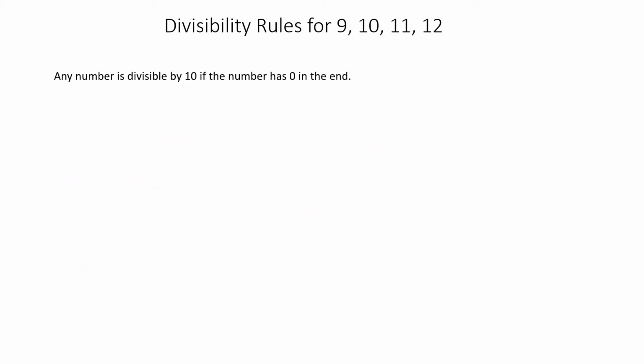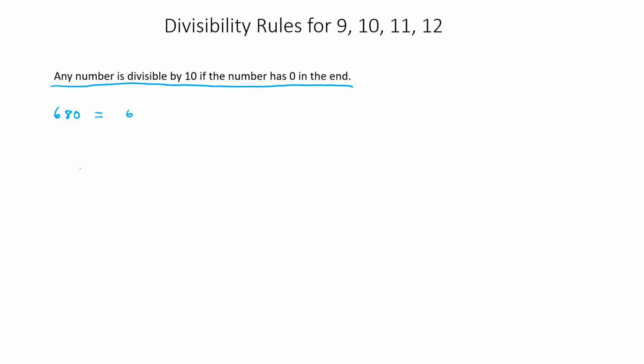Moving on, let's try the divisibility rule for 10. Now, the divisibility rule for 10 states that any number is divisible by 10 if the number has a 0 in the end. Pretty simple. Let's take the number 680 again. Is it divisible by 10? According to the rule, yes, because it has a 0 in the end.